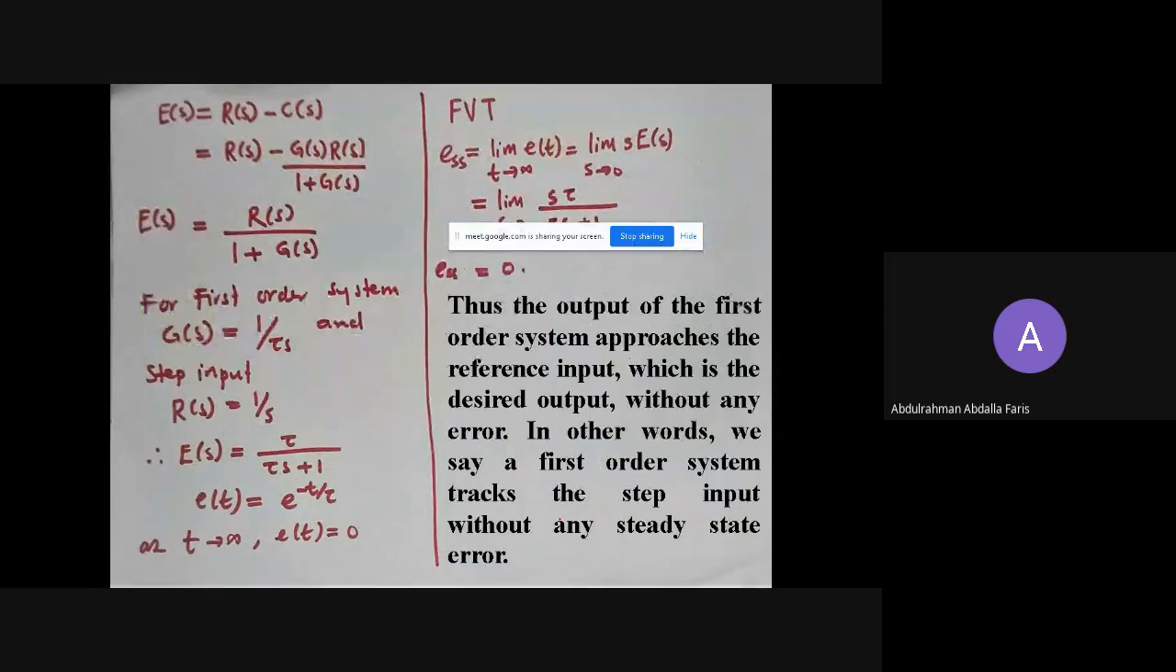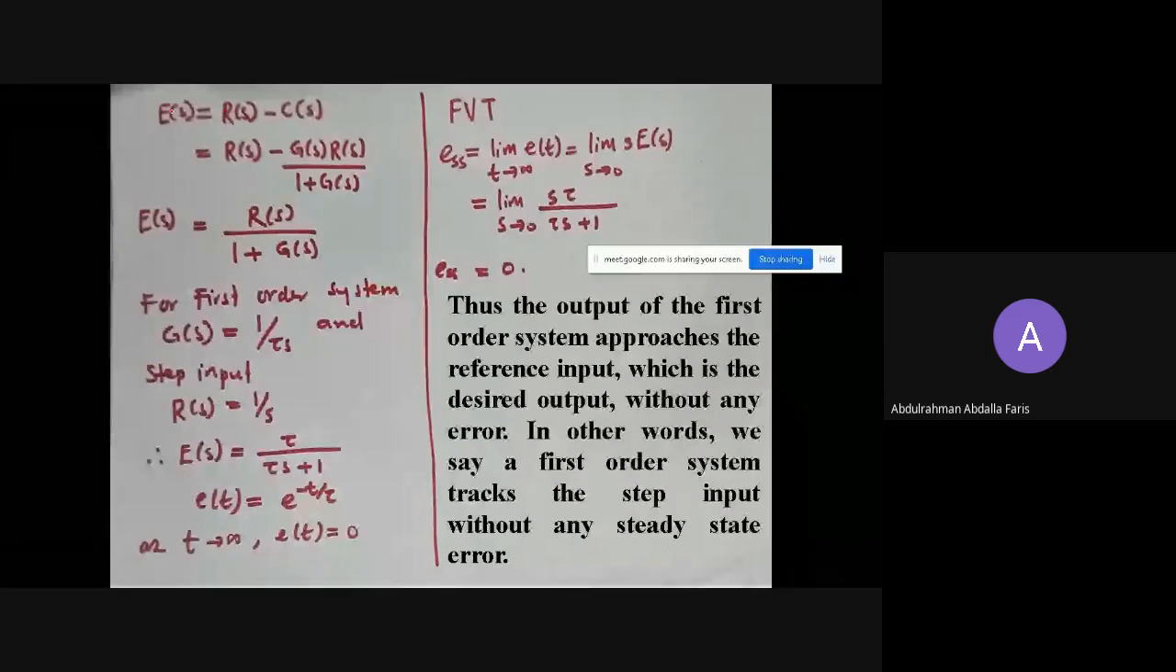We can also find steady state error in the S domain. We have E(s) equals R(s) minus C(s). Doing some manipulation, you end up with the error in the S domain as given by that. For our first order system, we know G(s) is that. You use your G(s) here, and your step input is 1 over s, so you end up with E(s) given by that. We can use either this or that to get the steady state error.